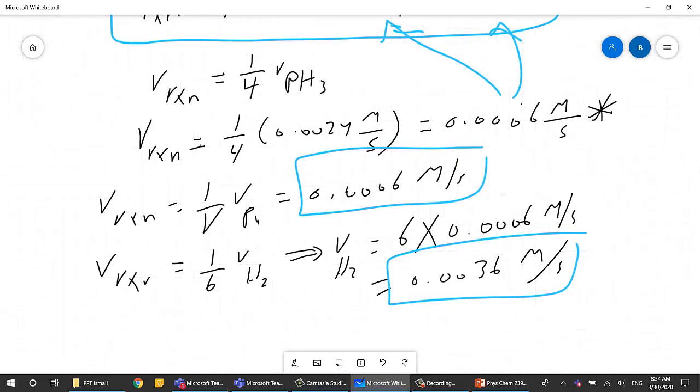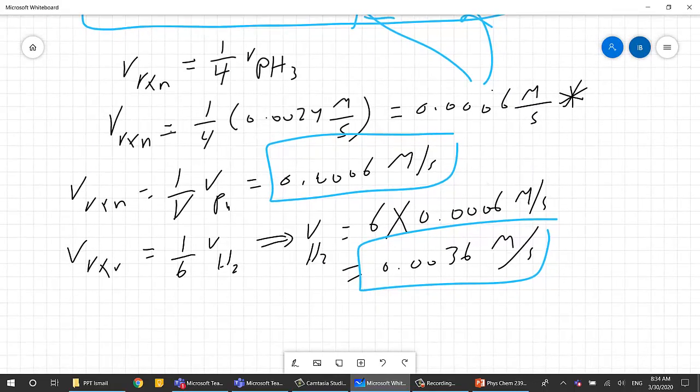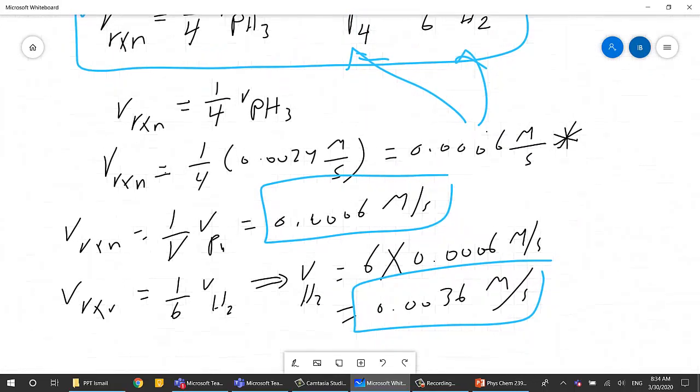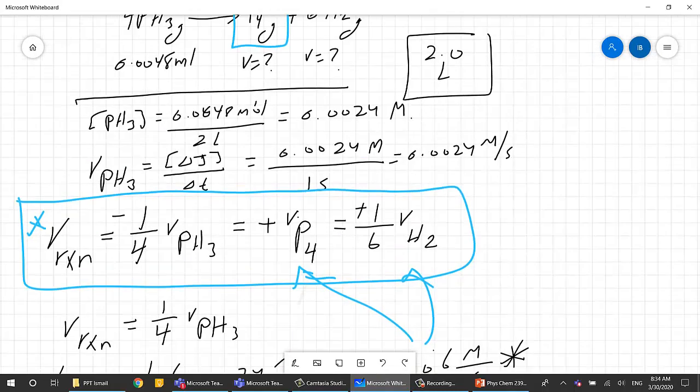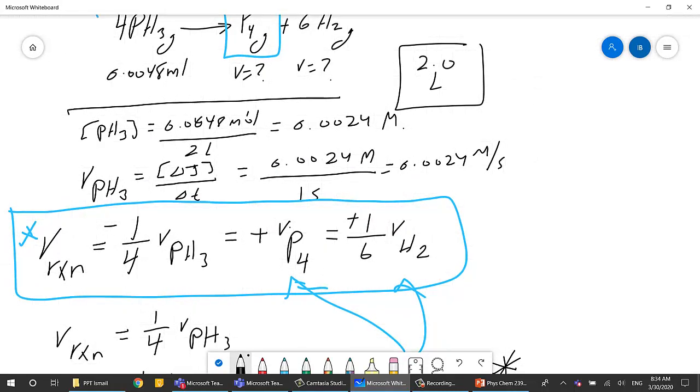What's your question? I was asking whether they are negative or not, because we have a negative sign. Yeah, so with the PH3, here this is positive for the H2. For the P4 it's positive, and for the PH3 it's negative. I could make it negative here. This is negative here. Yes. So based on this.